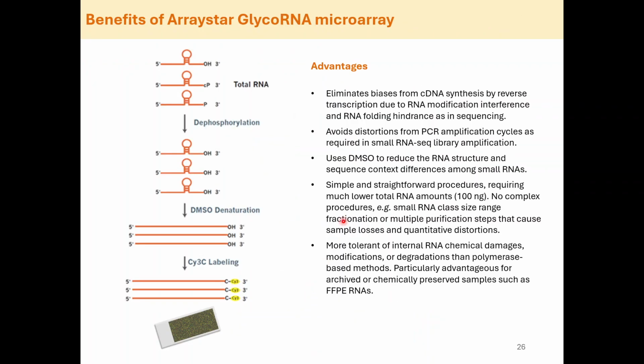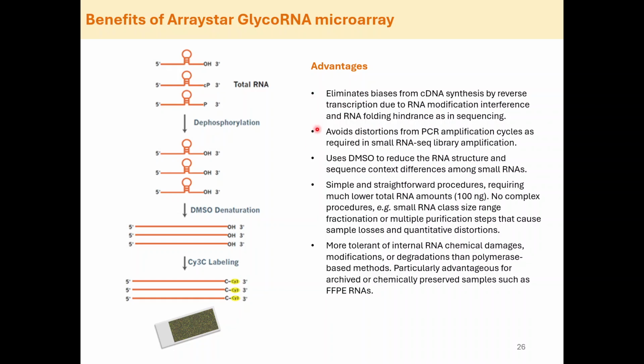The captured glycoRNAs can be detected on the glycoRNA microarray, which covers comprehensive glycoRNA classes on one chip, overcomes many sequencing limitations, is highly sensitive and accurate, and requires low sample amount and quality. Technically, the captured glycoRNAs are directly end-labeled by simple Cy3C ligation, without the problems of RNA modifications and RNA folding that hinder and block reverse transcription as required in RNA sequencing library construction.